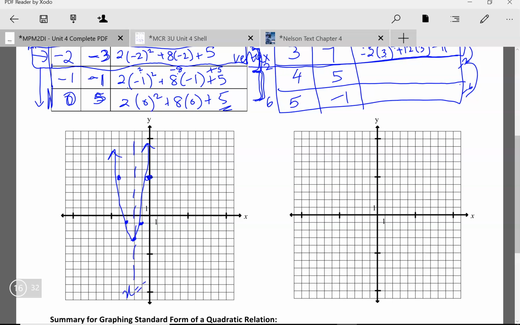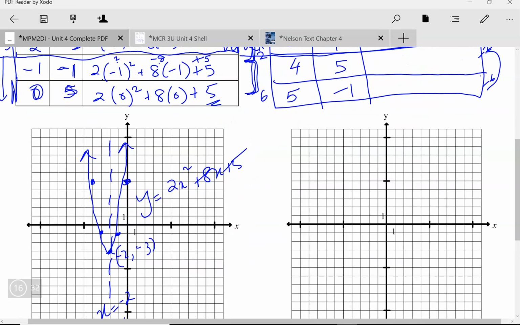X equals -2, axis of symmetry. My vertex is -2, -3. And the graph equation is actually y equals 2x squared plus 8x plus 5. And that's my completed graph.